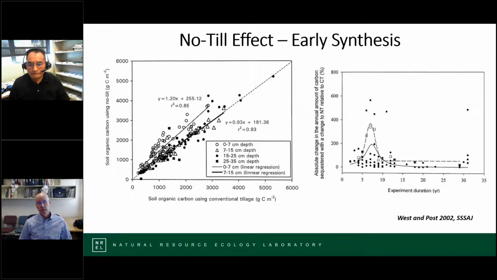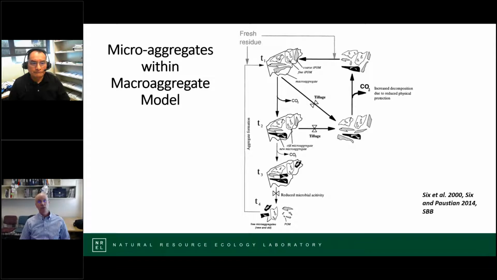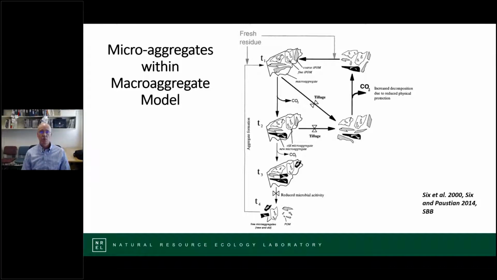At the same time, there was work trying to understand the mechanisms driving this, and Johan Six and his colleagues looked at microaggregates within macroaggregates. This was a model diagram of their model, in which over time, if you look on the left-hand side, you have these macroaggregates that are formed in the soil. Microaggregates are within that, and within those microaggregates, you're protecting particulate organic matter. Now, if you till that soil, say at time 2 there, you break up that macroaggregate, and that protection to the particulate organic matter is no longer there, and you get increased decomposition and ultimately less carbon in the soil.